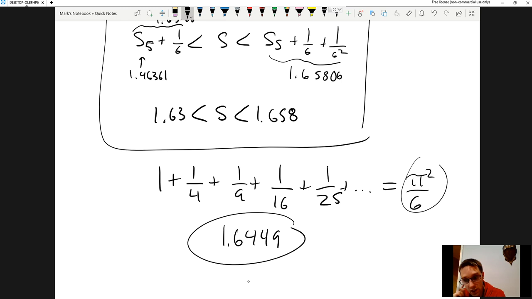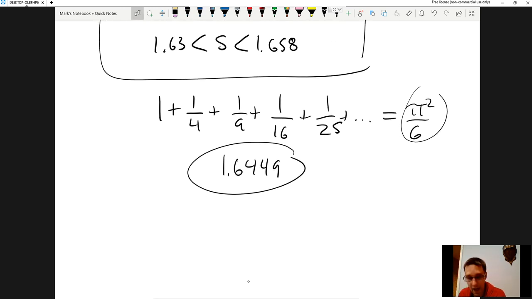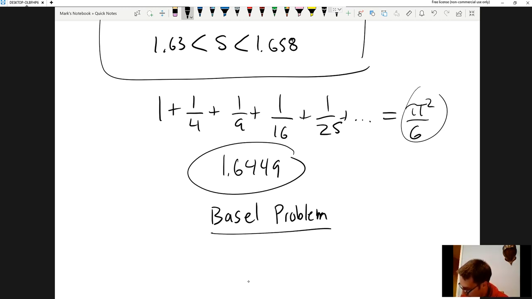If you're interested in learning more about this, how did Leonhard Euler actually figure out exactly what that approached? You can read about this on your own. It's a little bit beyond the scope of what we'll get to in this class. But if you Google the Basel problem, which is the name of this famous infinite series, and the question of what it converges to, if you find the Wikipedia article, you'll find a little bit more background information about where that came from.